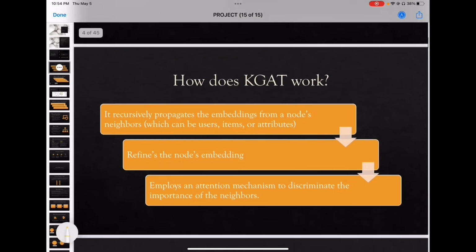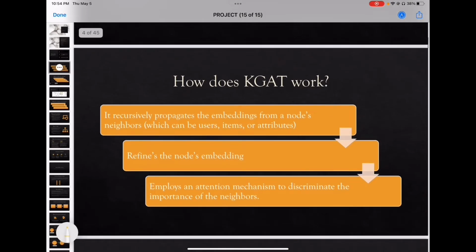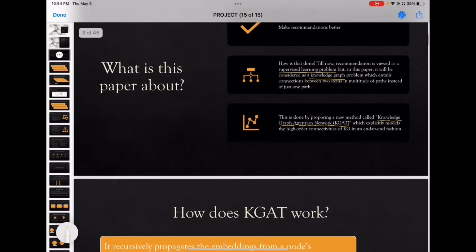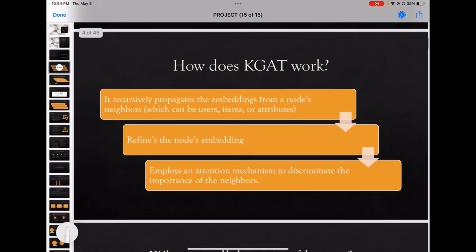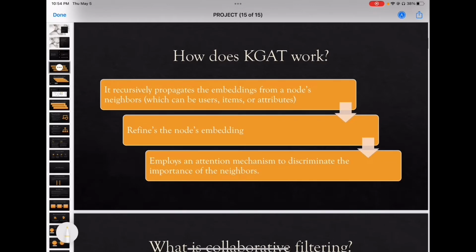All this will be clear once I explain a little more about what is going on in this paper. For now, this will be a high-level introduction.